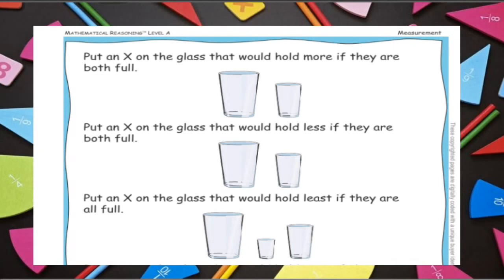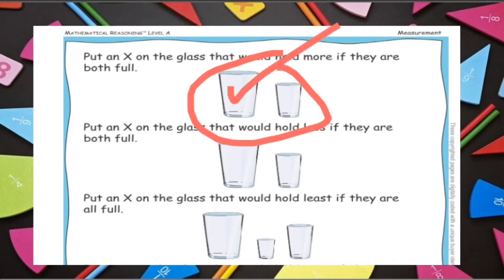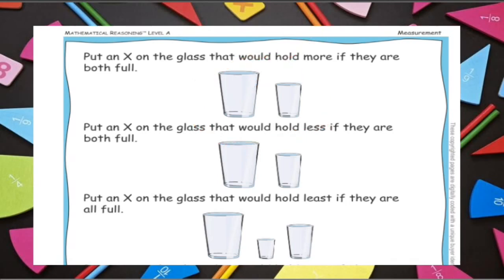So look at the first question. It says put an X on the glass that would hold more if they are both full. So look at these two glasses right here. Which one would you think will hold more water if they are both full? This, of course. Why? Because it has more volume. You can see that. The next one says put an X on the glass that would hold less if they are both full. So what will I do?